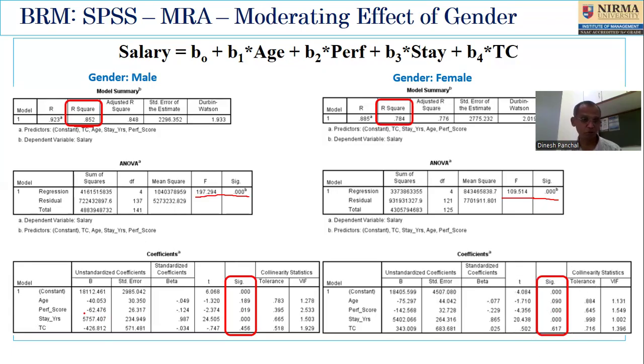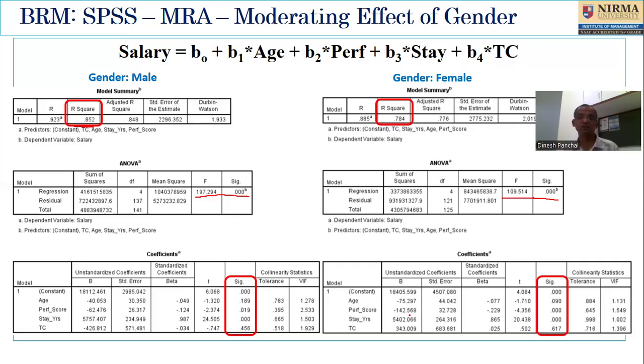Now let's check the beta coefficient value. Here it is -62, and here it is -142. In both cases, it's negative, but in case of female, the negative value is larger. That means the effect of performance score on salary in case of female is higher as compared to male. In case of male, the performance score reduces the salary by 62 units. In case of female, it reduces by 142 units per percentage increase in the performance score.